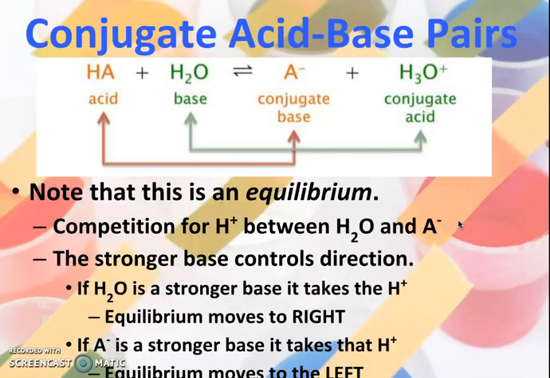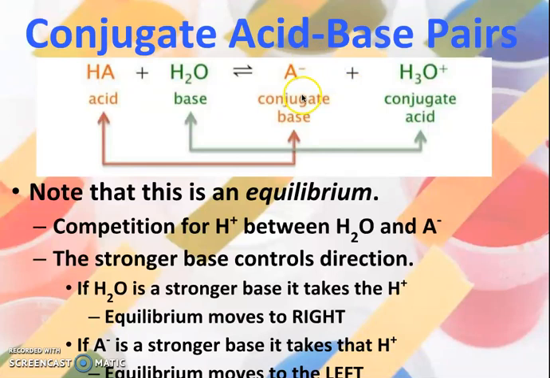Remember that in an equilibrium situation, we'd have to look for which way is going to be most favored. The stronger base here is going to control the direction. If I put, for example, a weak acid in water, acid being the acid, water being the base, you have a competition for the H plus going on here between the base and the conjugate base. If water is better at grabbing onto that hydrogen than the conjugate base is, then it's going to take the hydrogen and that moves the equilibrium to the right.